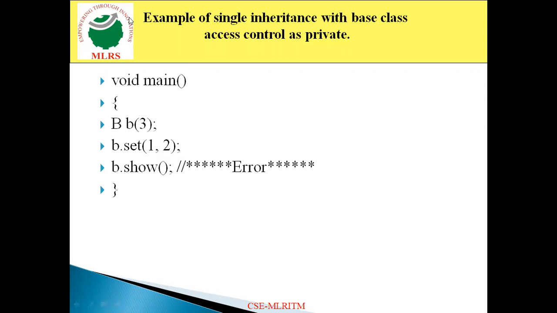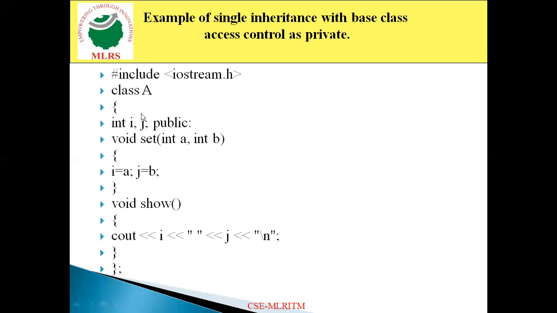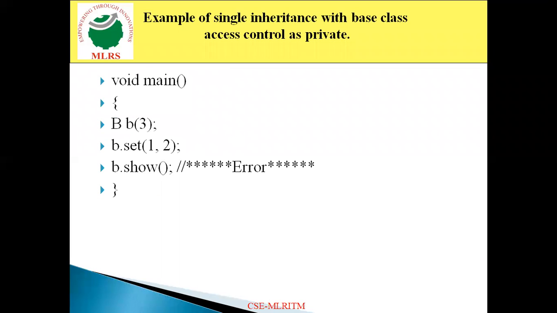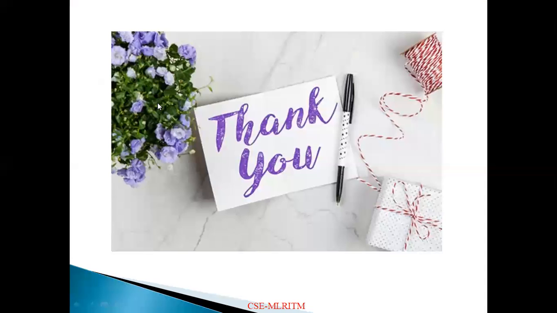And B dot show. Show is also under private, so we cannot access this particular one, so it automatically generates the error. So when we derive a new class in private mode, we cannot access the base class functions by means of derived class objects. It generates an error if you try to access them. Thank you.